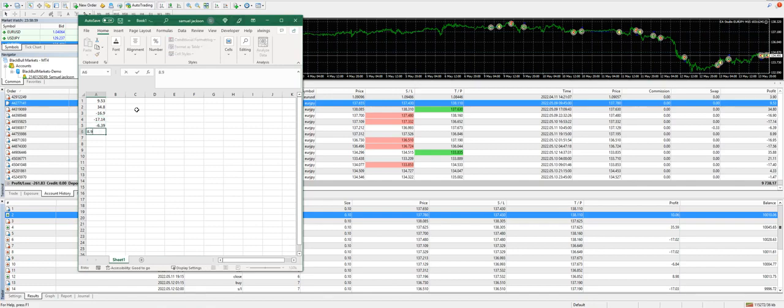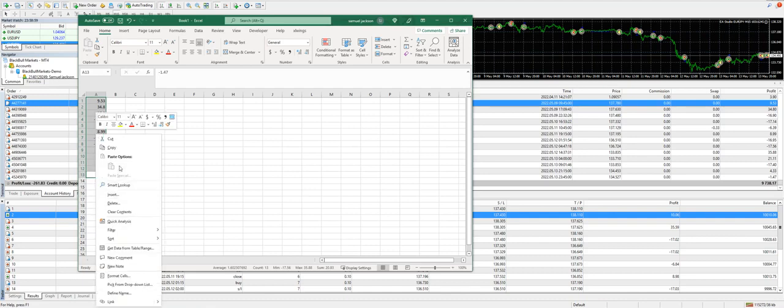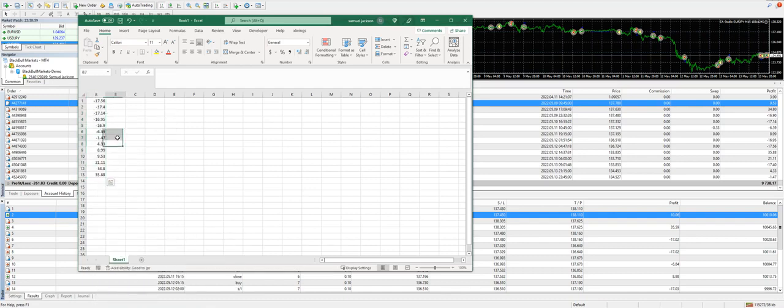8.99. One more. Right, there we go. So that's our 13 trades. You can see the sum is 20.83, but what I will do is separate it. I'm going to sort that smallest to largest, and get a sum of the losing trades here and a sum of the winning trades here.